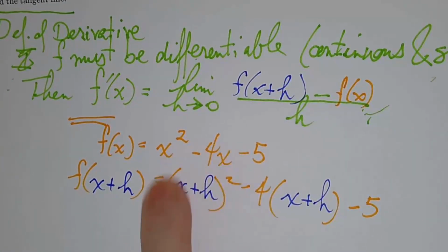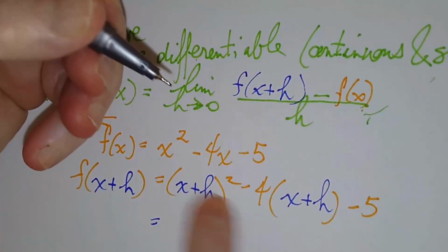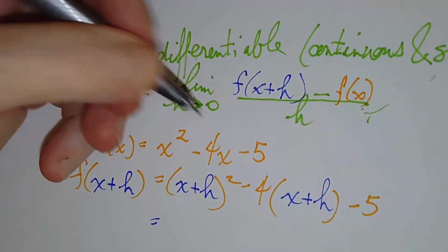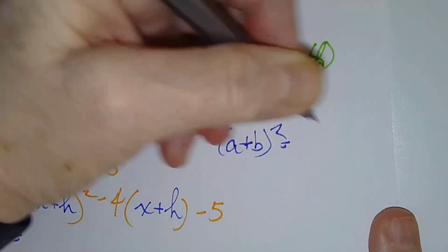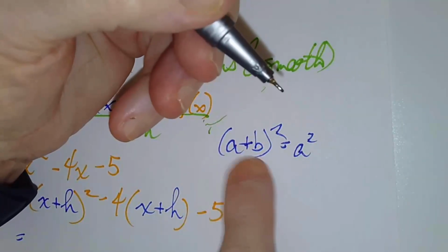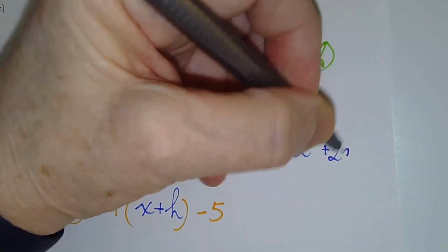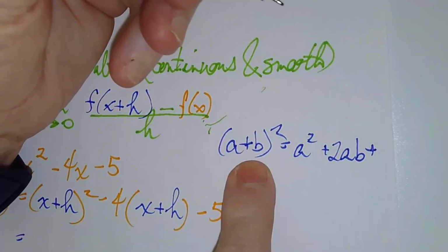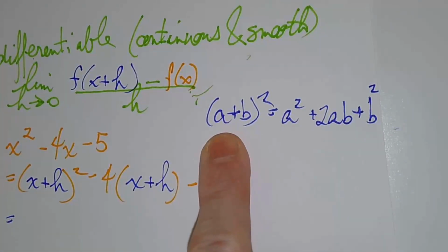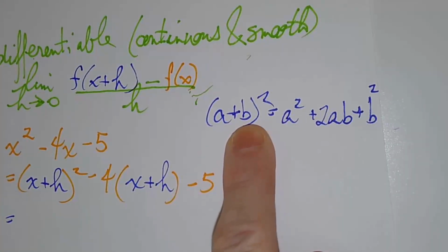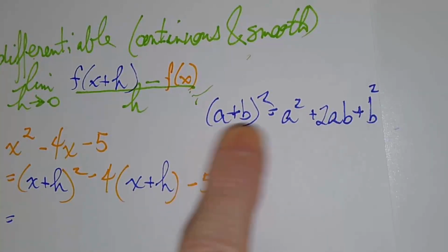Now I see I've got to square the binomial X plus H. Well, I know how to square binomials. It's the first thing squared. Let's put the formula really quickly. First thing squared, first times second times 2, second thing squared. And if ever you have a negative sign in the middle of your binomial, let B absorb that negative. So if you had X minus 5, let A be positive X and let B be negative 5.